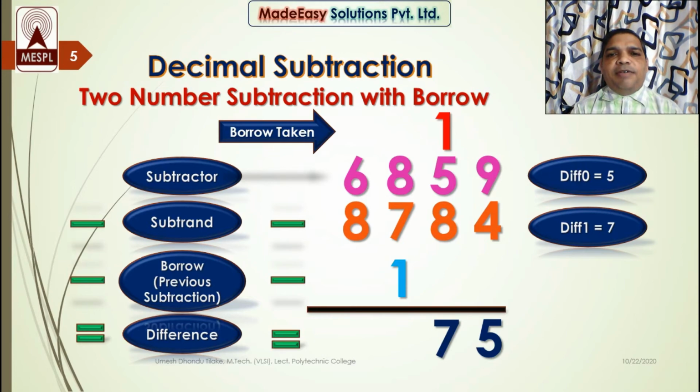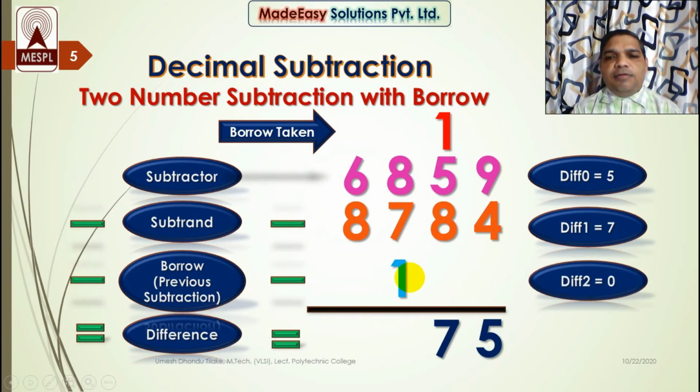Now subtract 7 from 8, the next significant digit. Can I subtract? Yes, 7 is less than 8, so I can subtract 7 from 8. So when 7 is subtracted from 8, I will get the result 1, and this borrow is subtracted from the result 1. So I will get the difference 0 over here, and I will put the difference over here as a result.